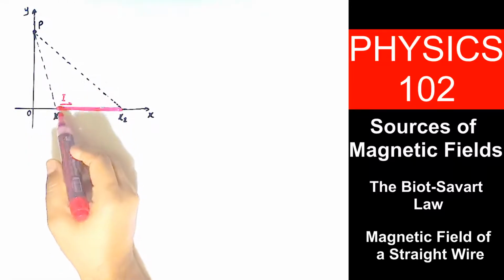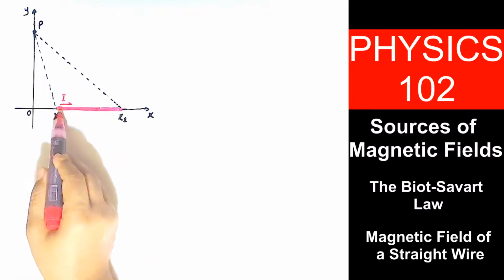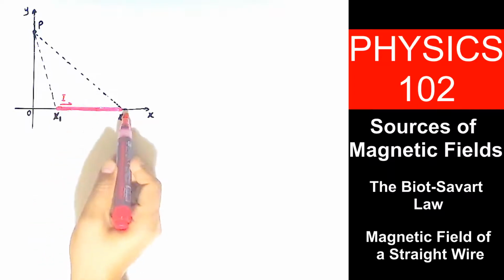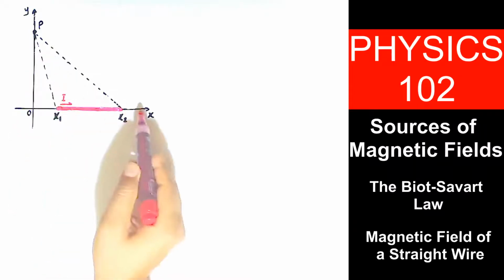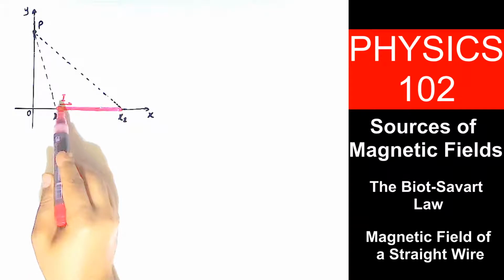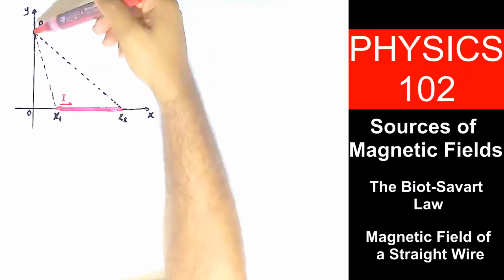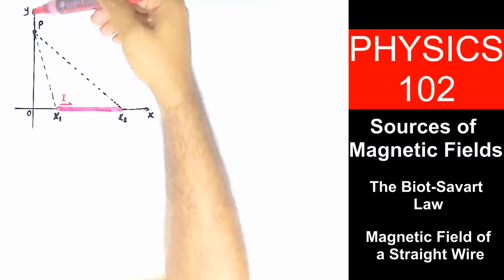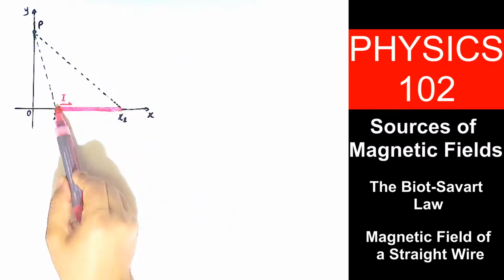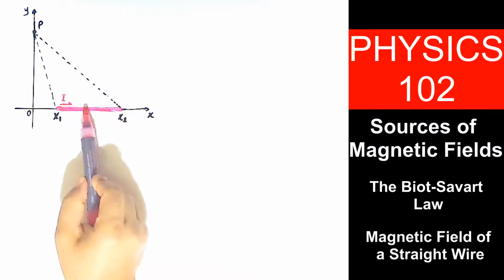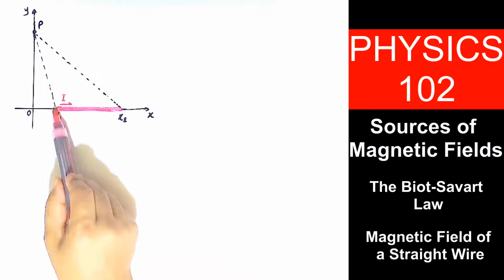Let's think of a wire which extends from x1 to x2 on this coordinate system, and it has a constant current I flowing in the positive x direction. At this point P, what is the magnetic field created by this portion or this section of the wire that extends from x1 to x2?